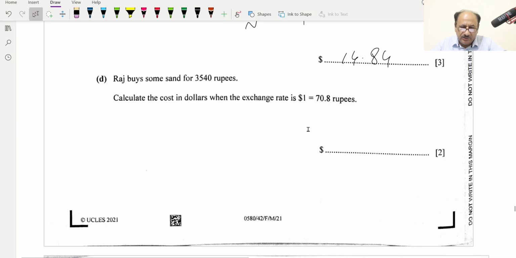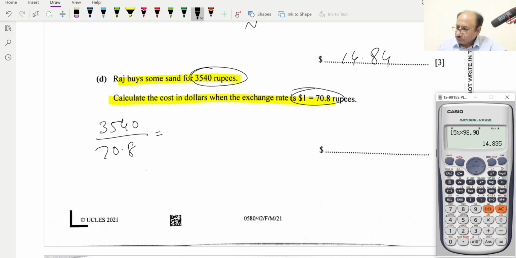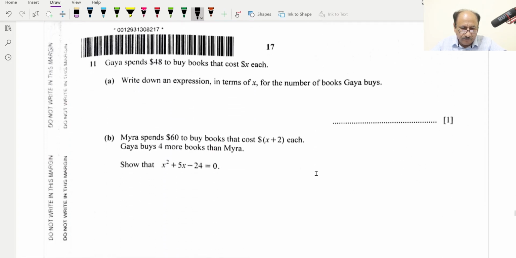Then Raj buys some sand for this much rupees. Calculate the cost in dollars when the exchange rate is also provided. So this one is from lower currency to higher currency. Rupees are being converted to dollars. So 3540 will be divided by 70.8, and this is equal to 50. So $50 will be our answer. Hopefully you understood this question well.